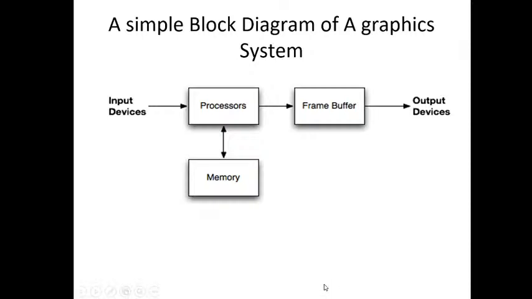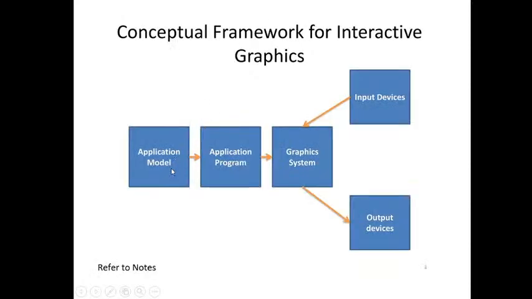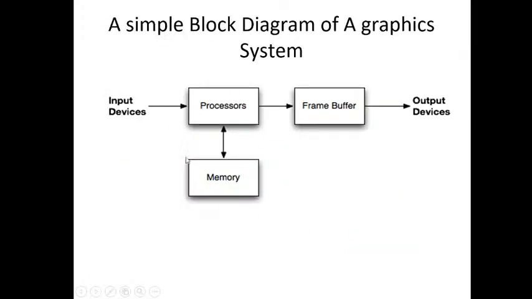So you can see here there is an input device, keyboard, mouse, pens, and this is a processor. The processor computes, and here is a memory. Whenever you enter some images, some images are computed. How is it computed? Through the application model and application program, your image is modeled here, and the graphic system, your application program and the application model produce the output that is displayed on the output device.